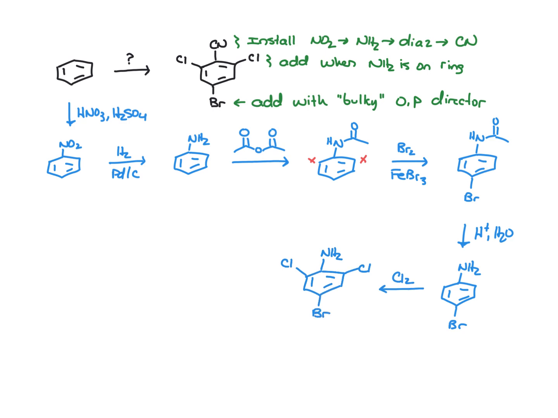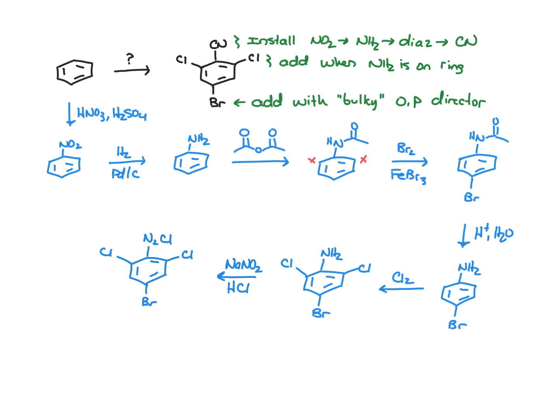Okay, so really all that's left to do now is to get this amine converted into the nitrile. So to do that, we're first going to turn it into the diazonium ion. So we'll use NaNO2 and HCl. And that gives us our diazonium ion.